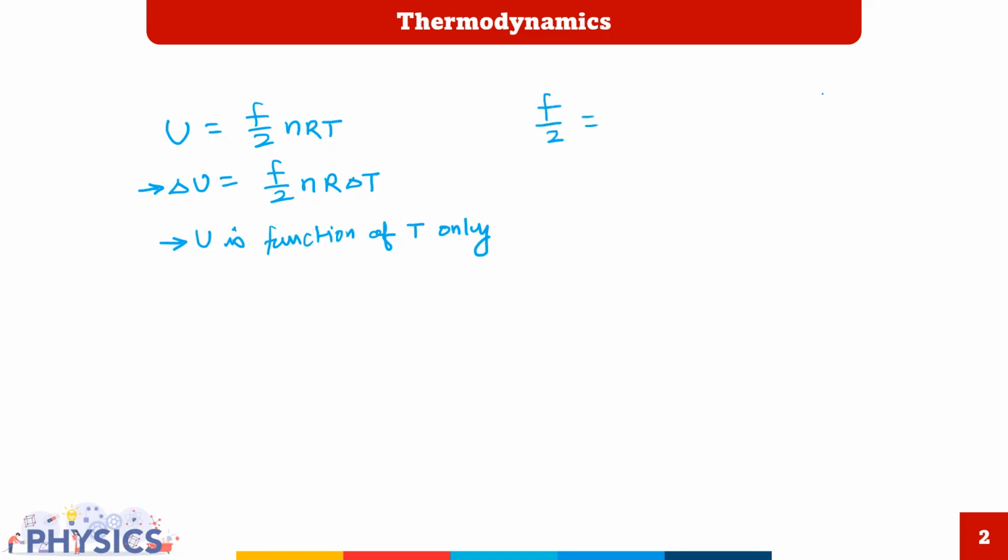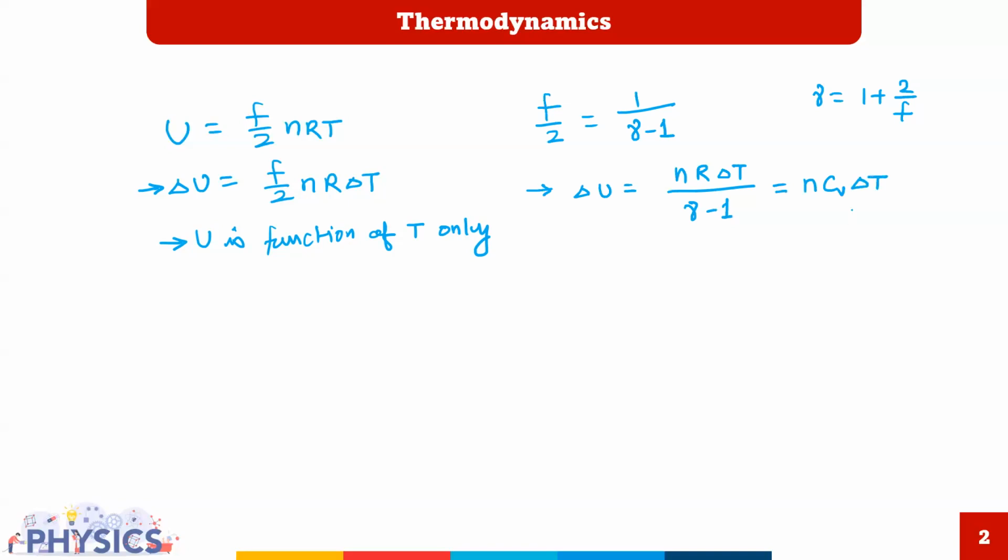Then I told you what F by 2 is. From the formula gamma equals 1 plus 2 by F, I can write F by 2 as 1 upon gamma minus 1. So from this, we have another formula for delta U. Delta U can be written as nR delta T upon gamma minus 1. Now this term F by 2 R is also written as CV, so I can write this as nCV delta T.